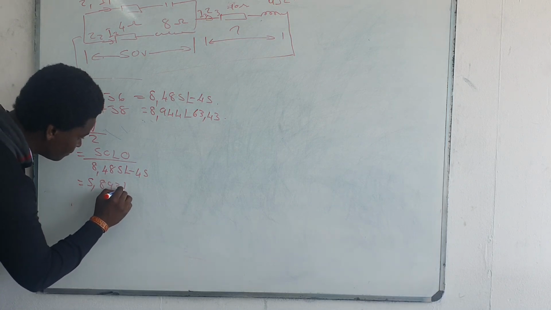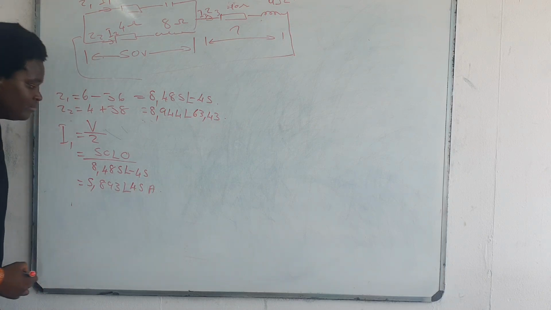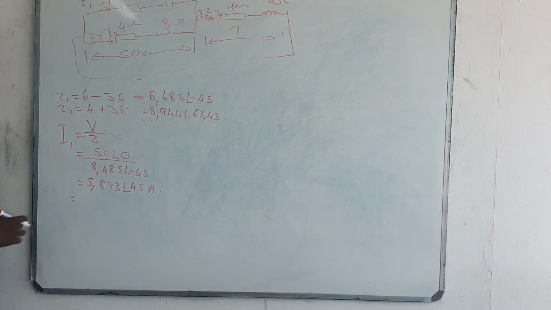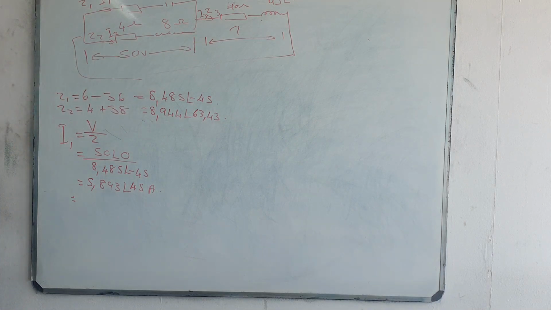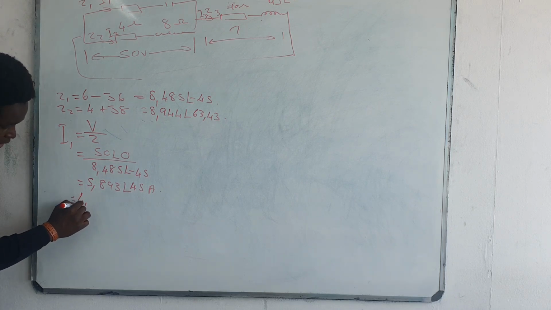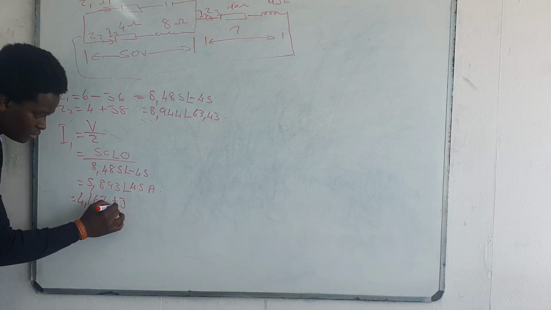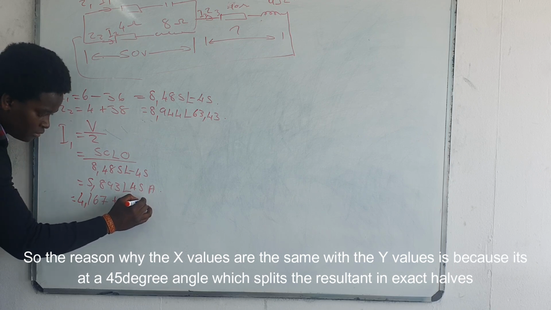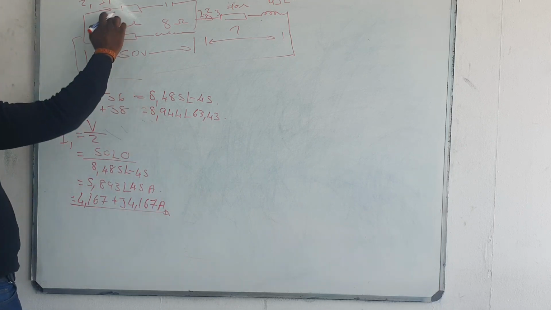5.893 at an angle, which will not be negative but positive 45 amps. Now, can you convert this into rectangular form? The reason we're converting this into rectangular form is because we're going to add it with I2, and you add in rectangular form. X is 4.167, and J is also 4.167. So this is your current flowing through, I1.